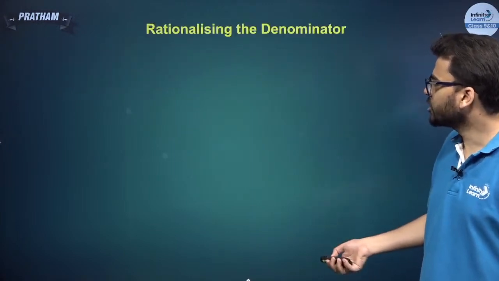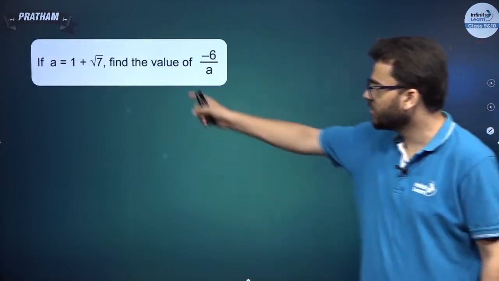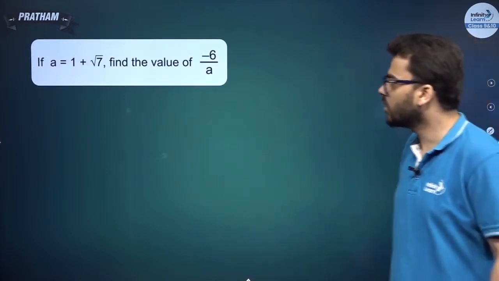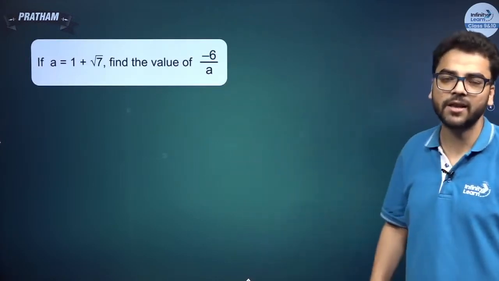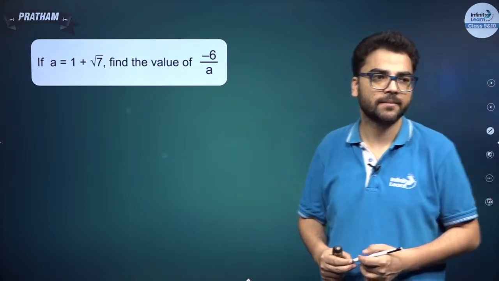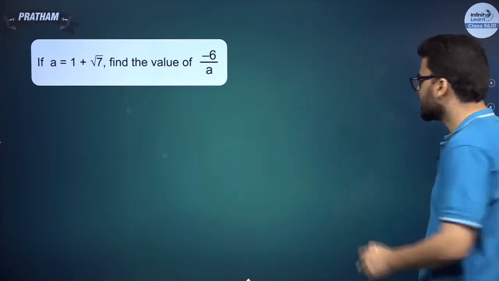You can try doing questions over here, concepts I have already explained. So can you find the value of this? If a is equal to 1 plus root 7, can you find the value of minus 6 upon a? Try doing this and let me know the answer over here.